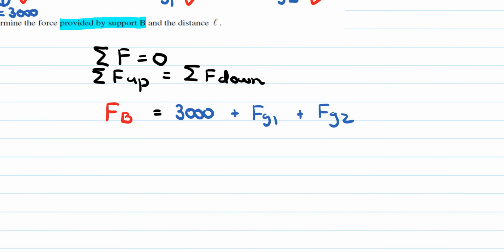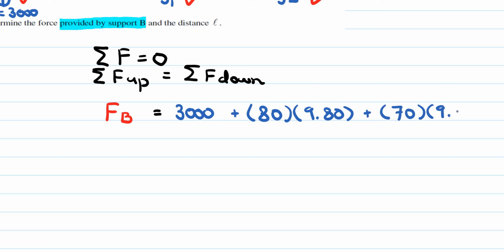Well, that's just the mass times the acceleration due to gravity, right? So if I erase this now, FG1 is the mass of the board. The diving board has a mass of 80 kilograms, so I times that by 9.80. And the diver has a mass of 70 kilograms, and I times that by 9.80. So this is really your FG1, and this is really your FG2. Now we have enough information to find the force at support B.